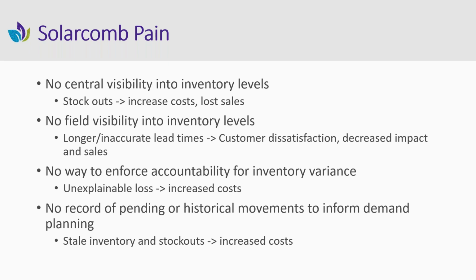Without field visibility to inventory levels, sales couldn't accurately communicate timelines for fulfillment, leading to disappointed customers and decreased impact. And without an audit trail on inventory movements, there is no way to enforce accountability on inventory shrinkage, which was becoming an uncontrollable cost for SolarComb. With no record of pending or historical movements, SolarComb was lacking the data they needed to inform their demand planning, which led to stale inventory and also increased cost.